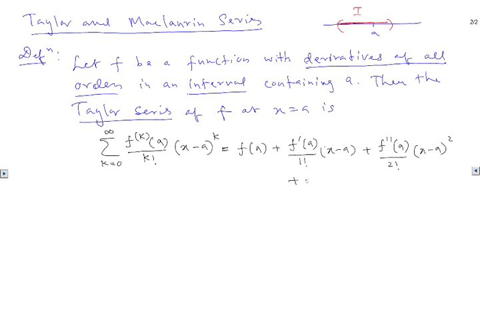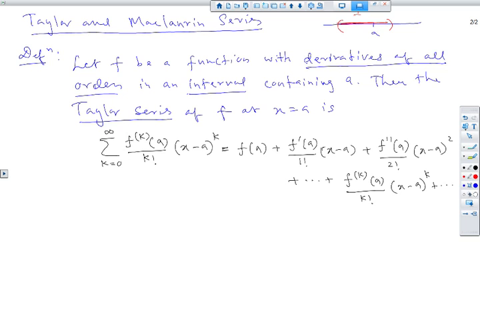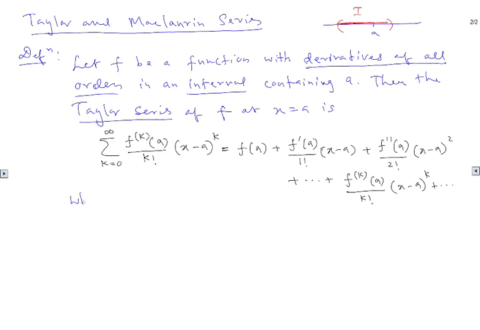So if you write the general term, it's going to look like f to the kth derivative evaluated at a divided by factorial k, x minus a to the kth power, and then we can repeat the pattern. So this is what we call the Taylor series of the function f. But there's a special case. What's the special case? When a equals 0, that's a very special case.